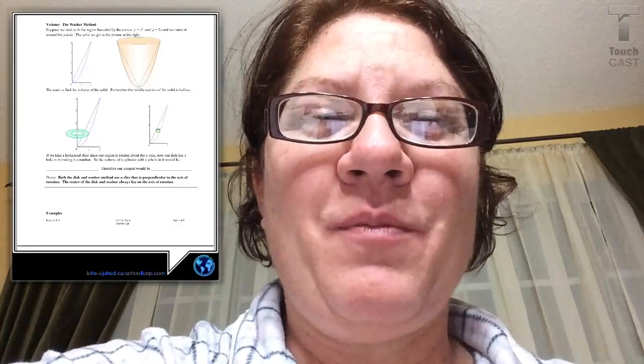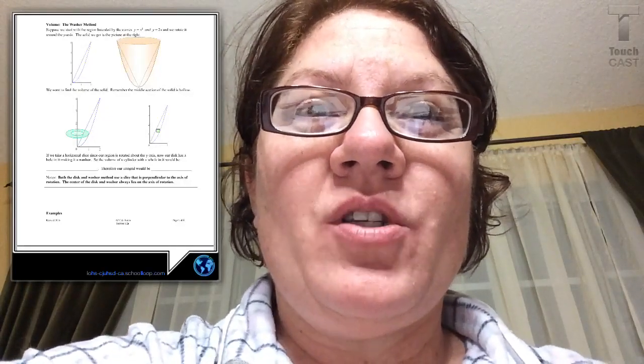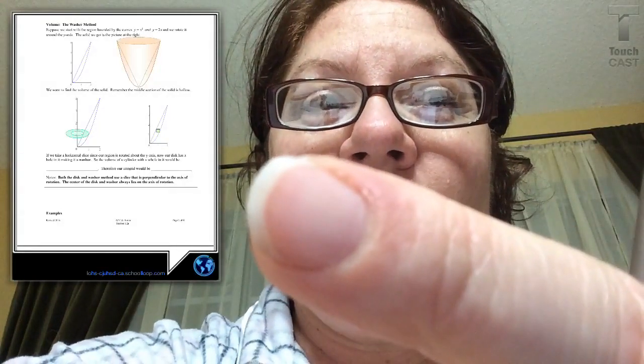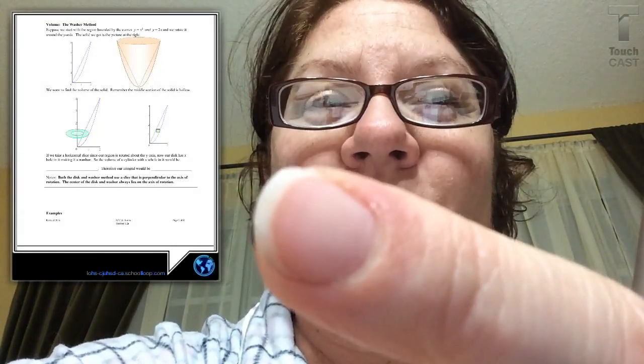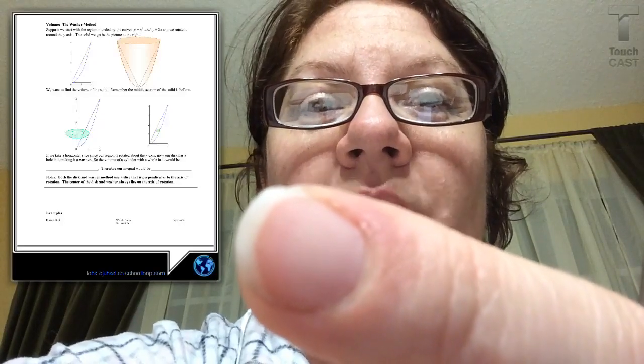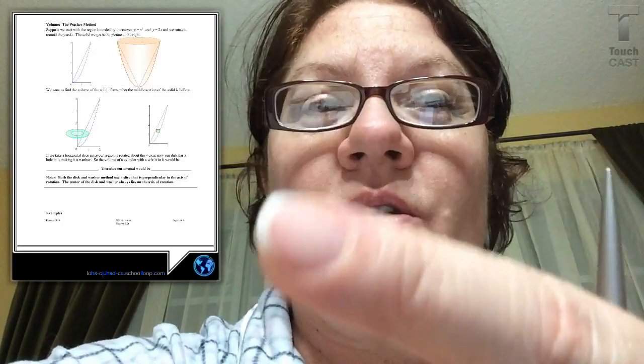Hey, calculus nerds like me. I bet you've been asking this question: what happens if there's a hole in the object that we're rotating about an axis? Good question. So glad you asked. Go back to your 6.2a notes and scroll down a few pages till you see these pictures, and let's get started again.